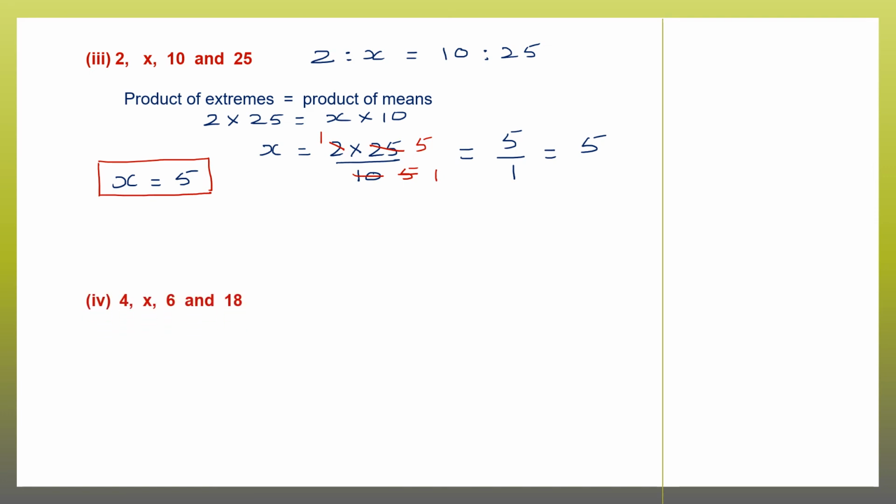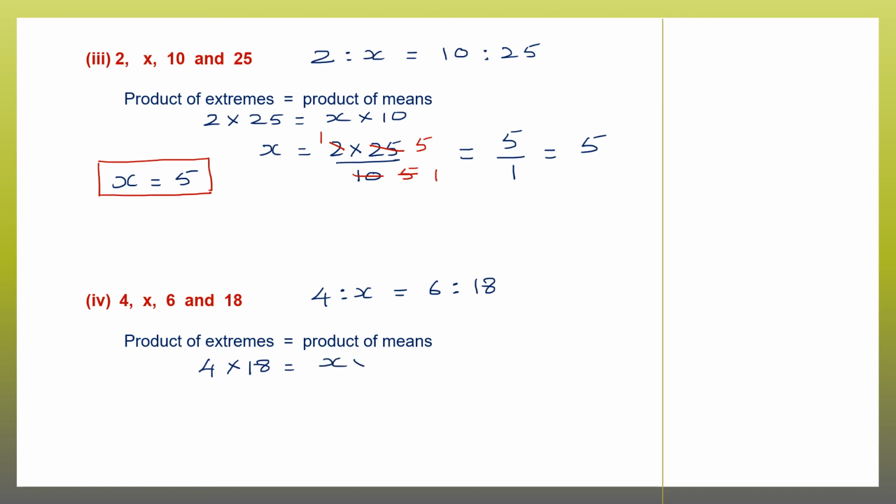Question 4. 4, x, 6 and 18 have been given to us. First, let's get the ratios. 4 is to x is equal to 6 is to 18. Now, product of extremes is equal to product of means. Extremes are 4 and 18 and the means are x and 6. Now, let's find x. From the left hand side, I have 4 and 18. I'll move it to the right hand side. Now 6, I'm going to make it division.